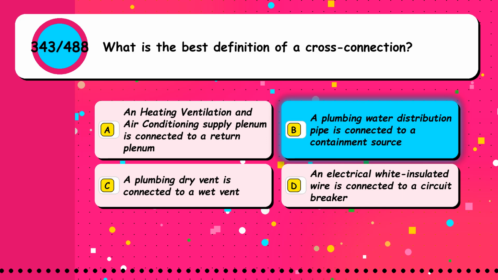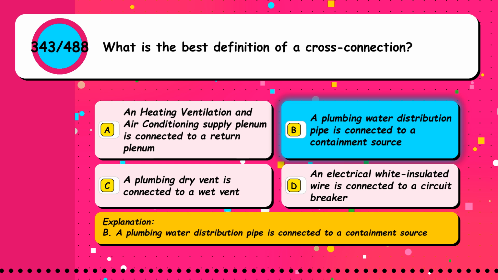The correct answer is option B. A plumbing water distribution pipe is connected to a contamination source.